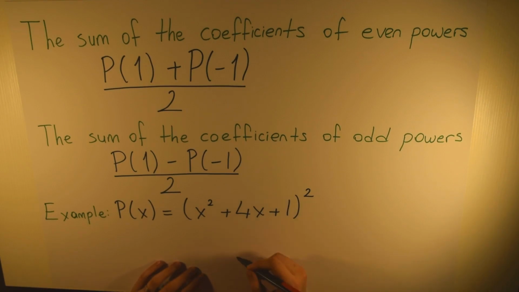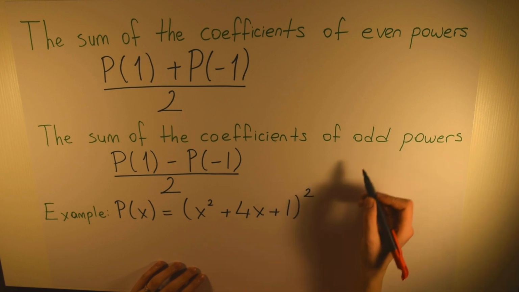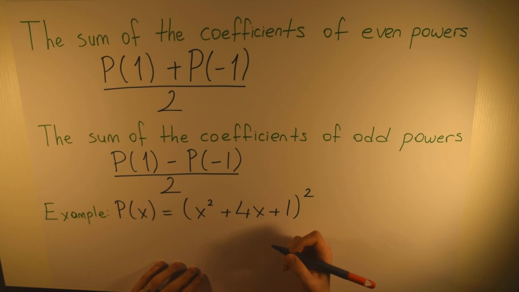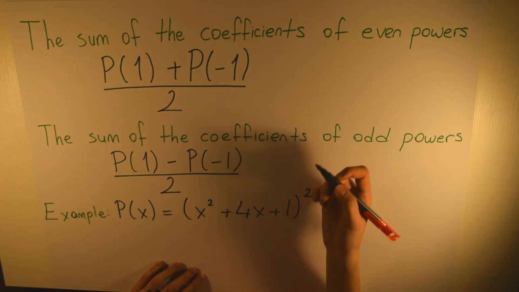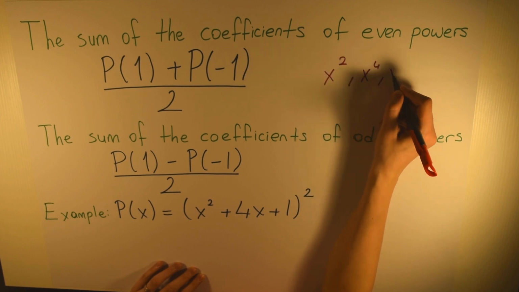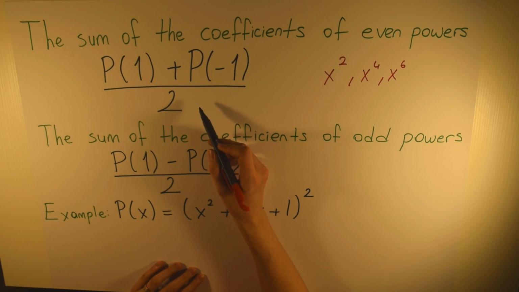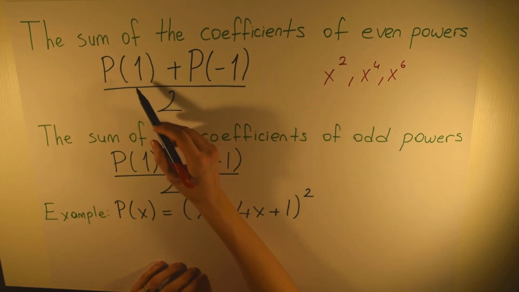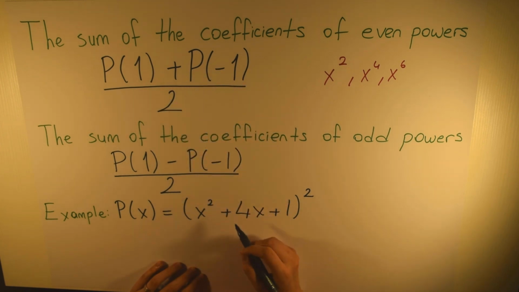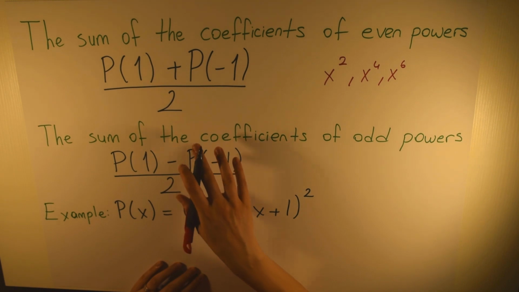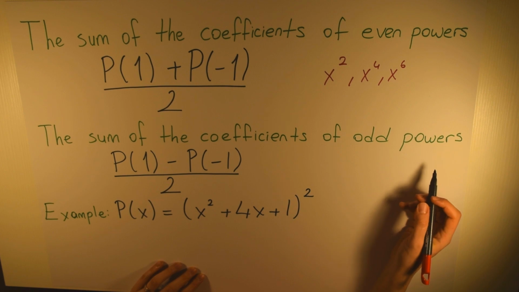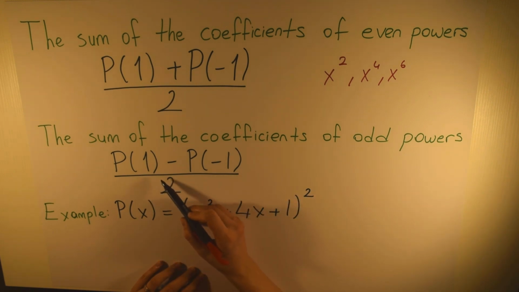Let's continue with the sum of the coefficients of even powers and odd powers. So we have specific formulas for these. For example, when we have a polynomial and it has powers like x to the power of 2, x to the power of 4, x to the power of 6, we use this formula. Instead of x, we write 1, and we find (p(1) plus p(minus 1)) over 2. Okay, this is a specific formula for this. And for the sum of the coefficients of odd powers, we have this formula, (p(1) minus p(minus 1)) over 2.